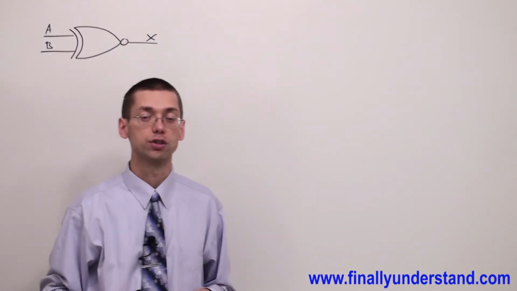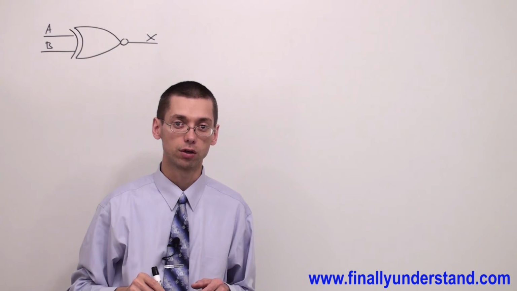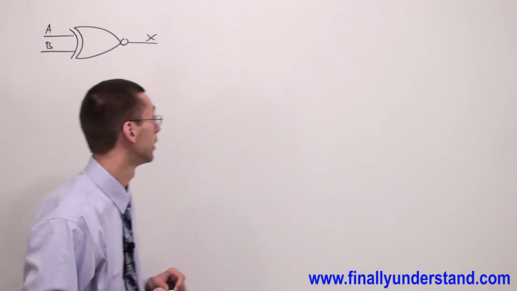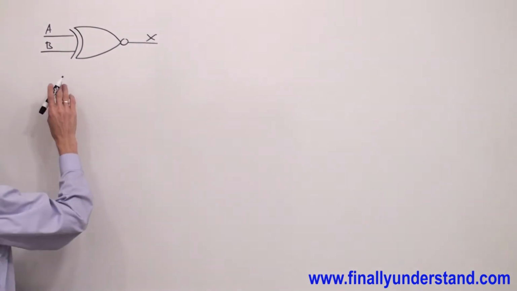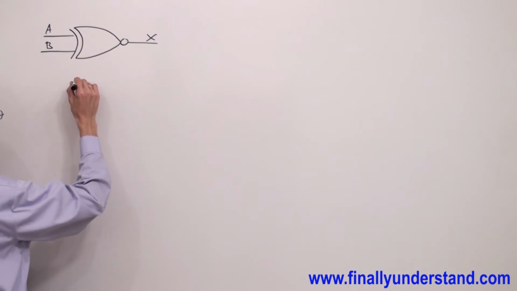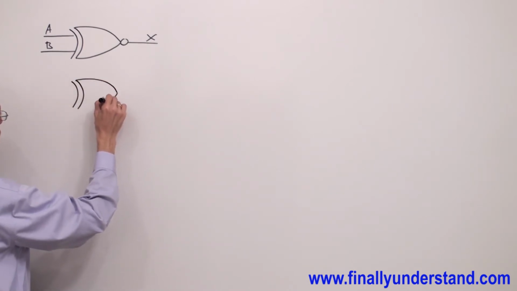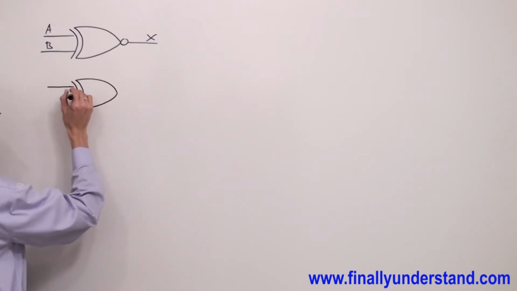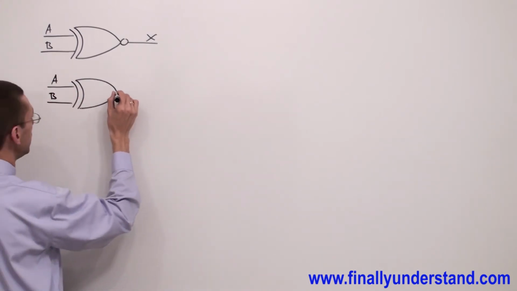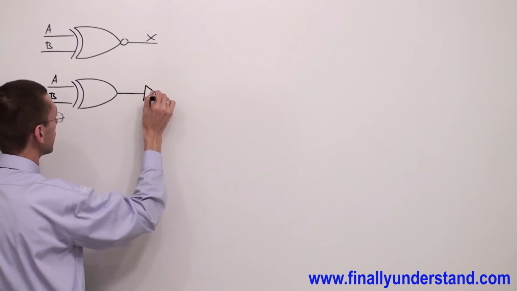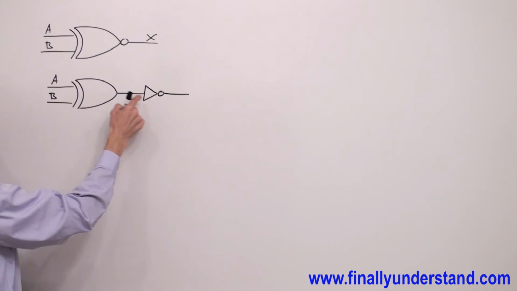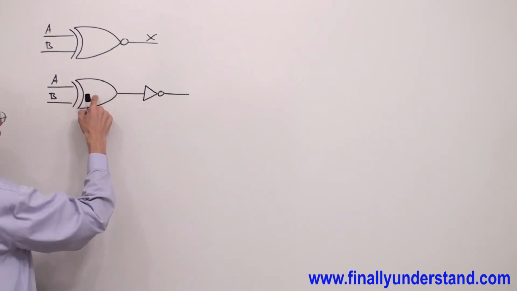Like exclusive OR, exclusive NOR is also produced with two inputs only. So, as I said, this is the combination of two gates, exclusive OR and inverter. Exclusive OR not. So this is XNOR.